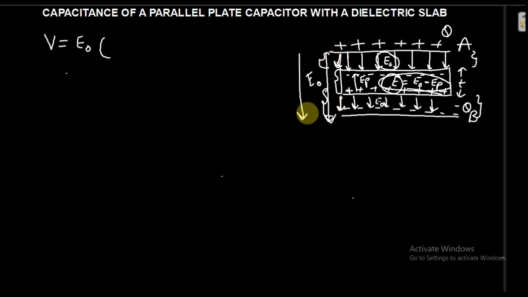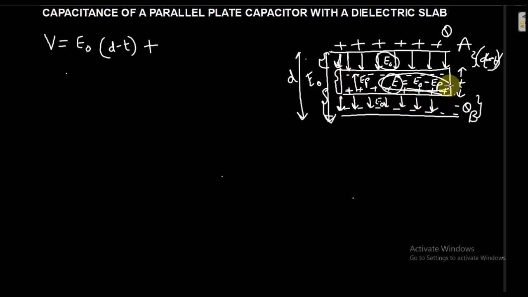The overall distance between the two plates is D. So this one is D and this one is T. The sum of this distance and this one is D minus T. This is D minus T. So we will write here the distance is D minus T. D minus T is the length through which E naught field is spread.